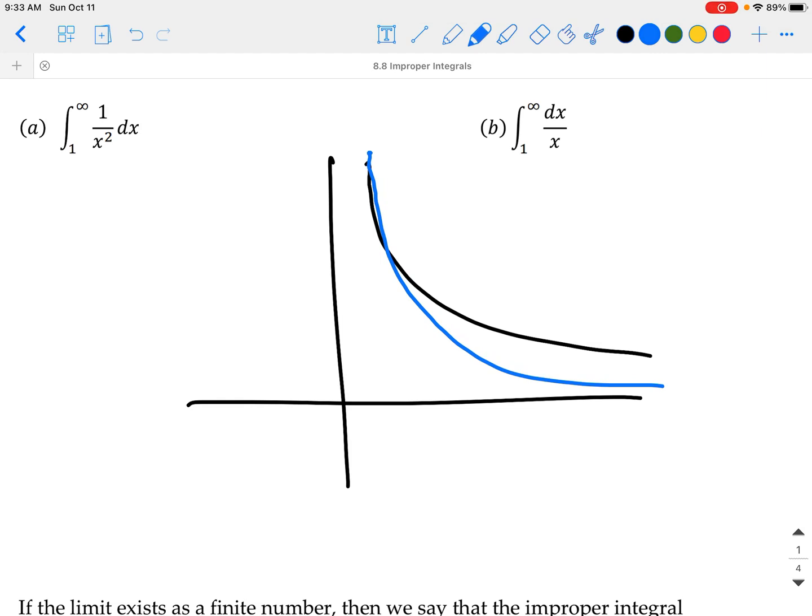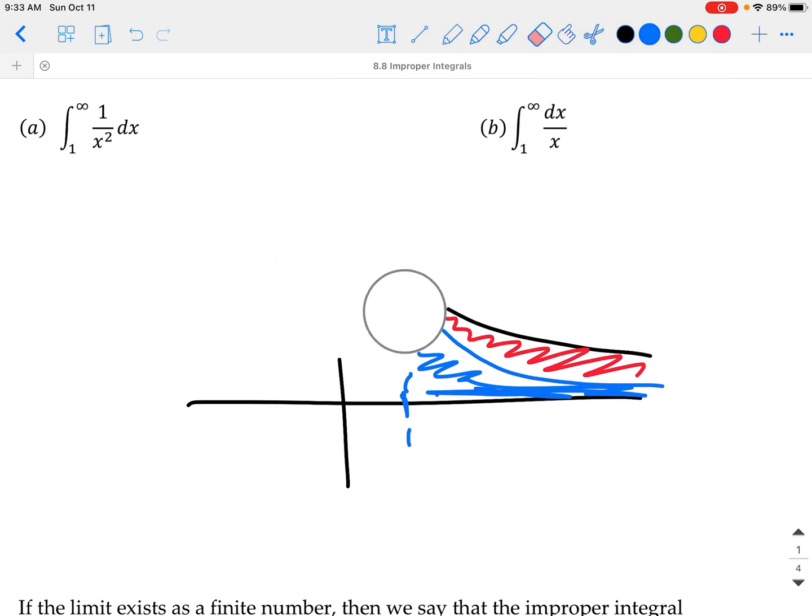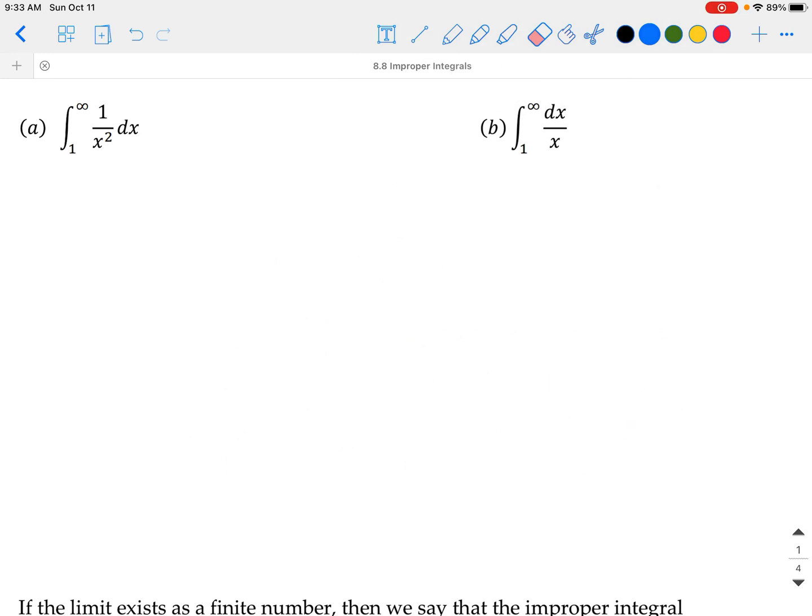So we've got these two functions, and we can see that we've got this infinite discontinuity, but we're cutting it off here at 1. So we've got some area underneath, either this area for 1 over x squared, and then that additional area for 1 over x. So the question is, does this area exist? Is it finite or is it infinite? We're going to use some integration tools to work this out.